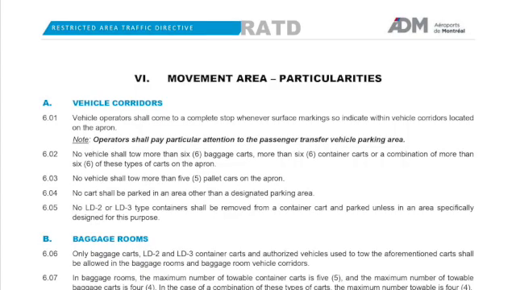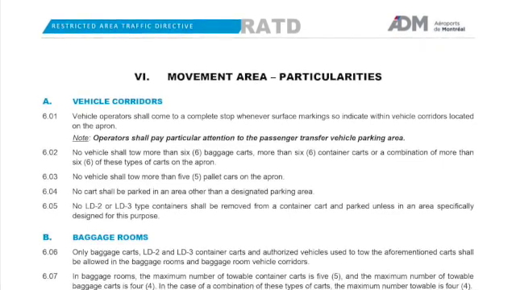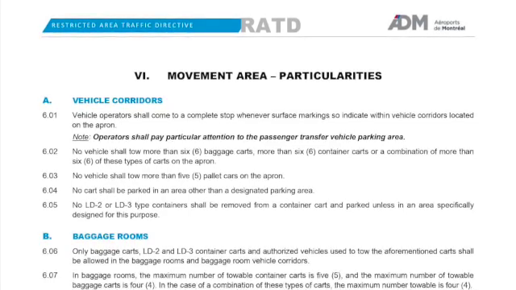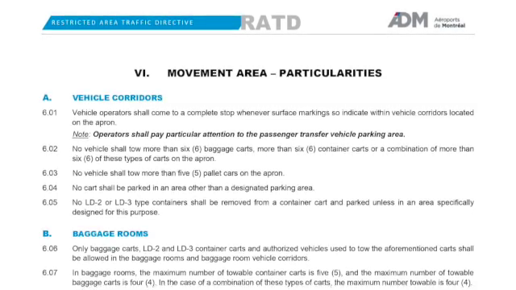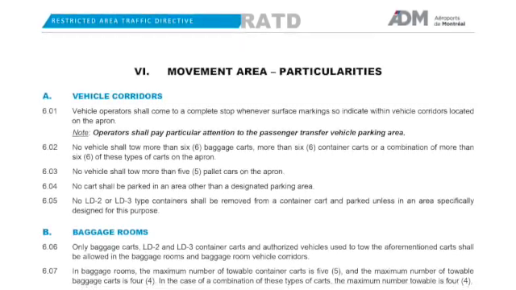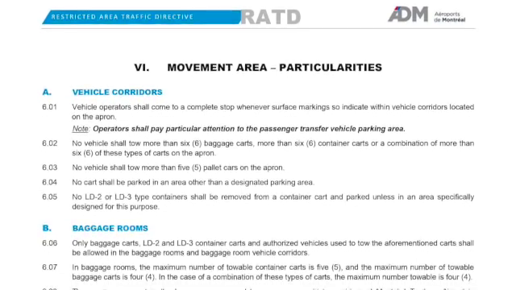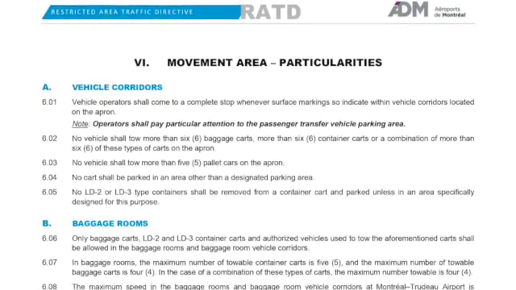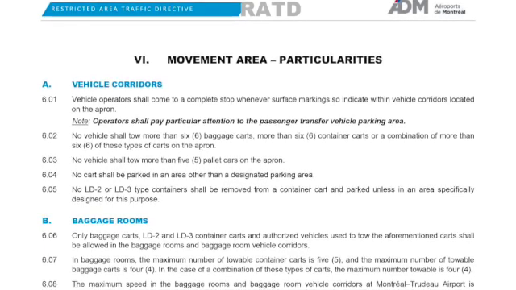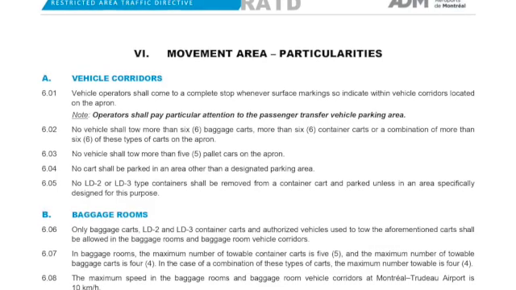6. Movement Area, Particularities. A. Vehicle Corridors. 6.01. Vehicle operators shall come to a complete stop whenever surface markings so indicate within vehicle corridors located on the apron. Note: operators shall pay particular attention to the passenger transfer vehicle parking area. 6.02. No vehicle shall tow more than 6 baggage carts, more than 6 container carts or a combination of more than 6 of these types of carts on the apron. 6.03. No vehicle shall tow more than 5 pallet cars on the apron.